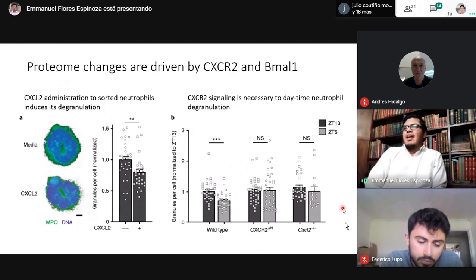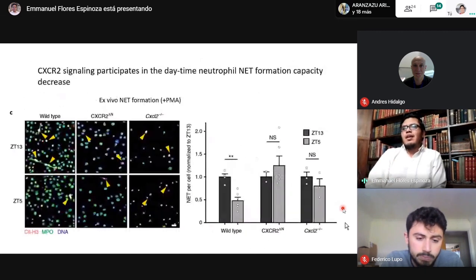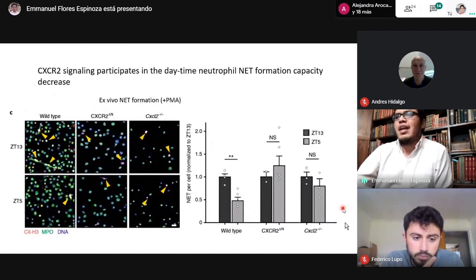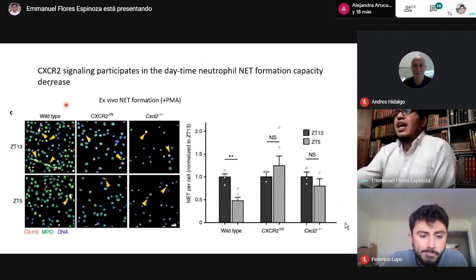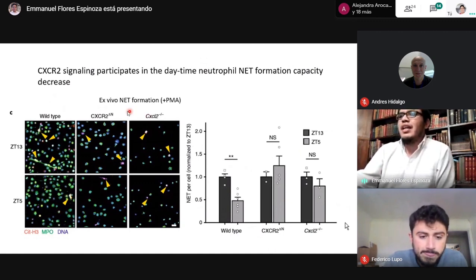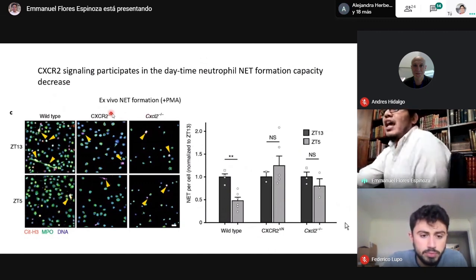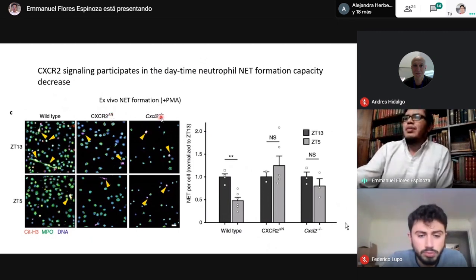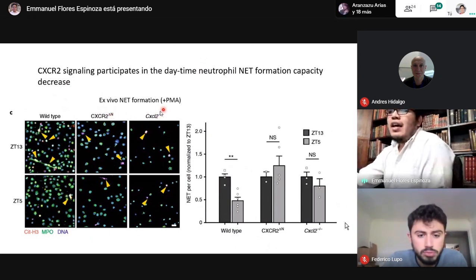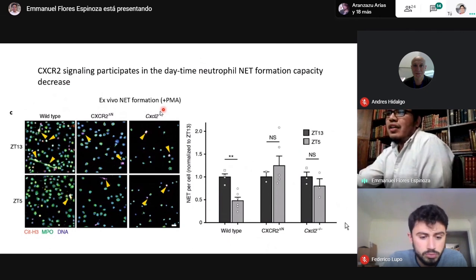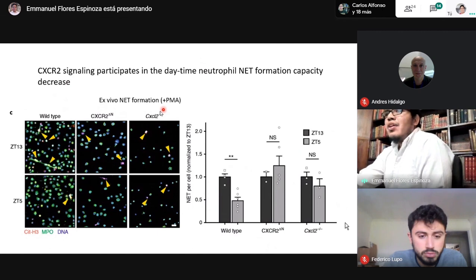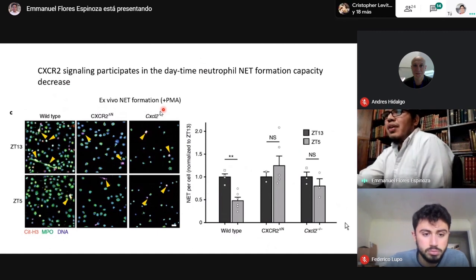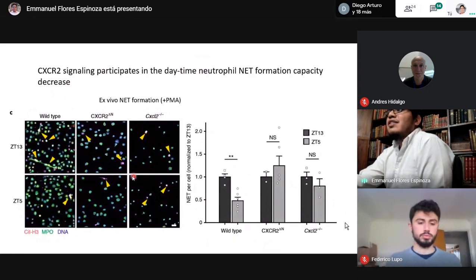Then they also evaluated the NET forming capacity ex vivo, stimulating with PMA wild type, CXCR2 specifically depleted in neutrophils, and CXCL2 depleted mice, and they saw that, as we know, there is less formation of NETs in the daytime, but these differences are not seen if there is no CXCR2 or CXCL2.